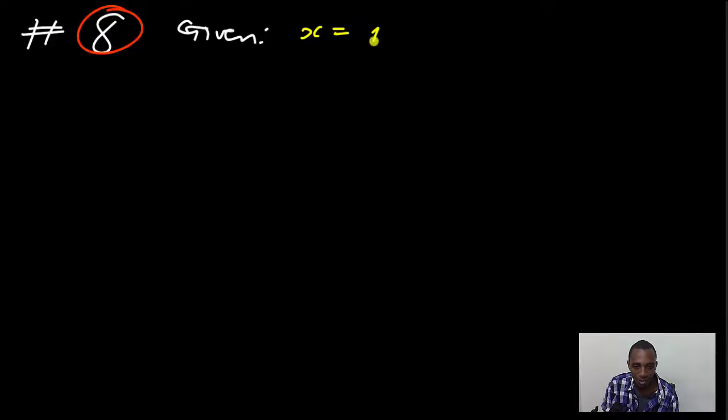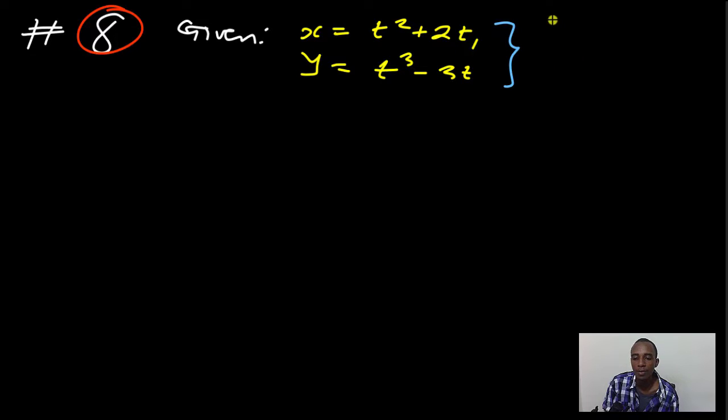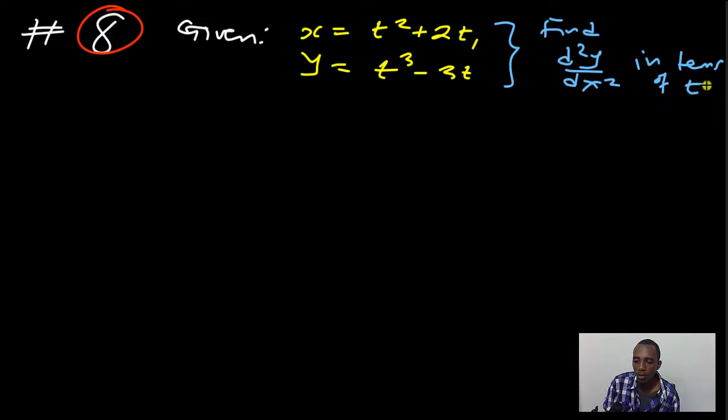So x equals t squared plus 2t. And we also have y as t cubed minus 3t. And so what we want to do in this video, for this problem, is to find the second derivative of y with respect to x, and we'll do that in terms of t. So we want to find the second derivative of y with respect to x, but in terms of t.